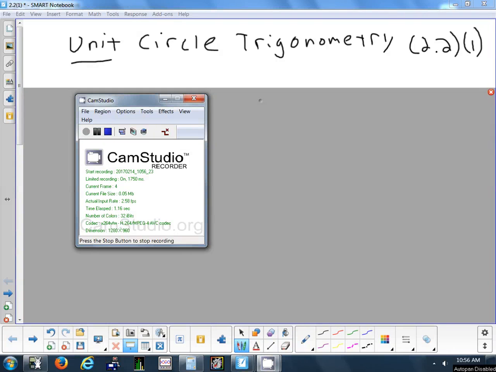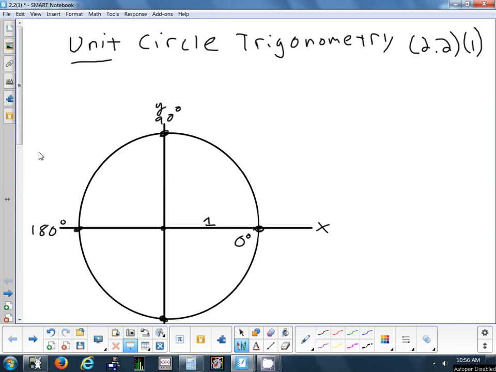Okay, so this week we're going to look at unit circle trig. We'll split it into 3 parts, and it's all in section 2.2 in your book.